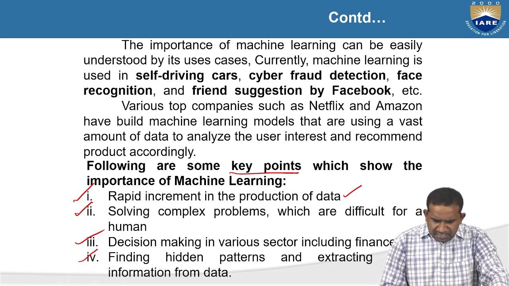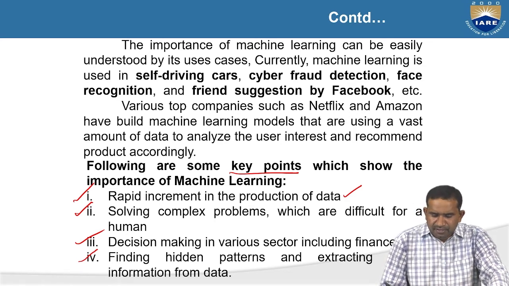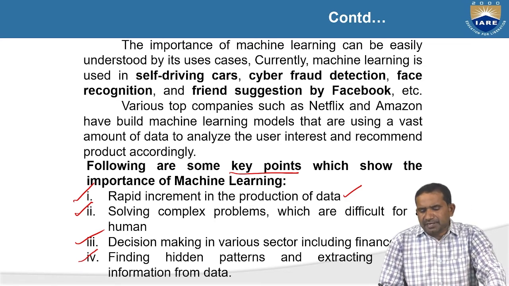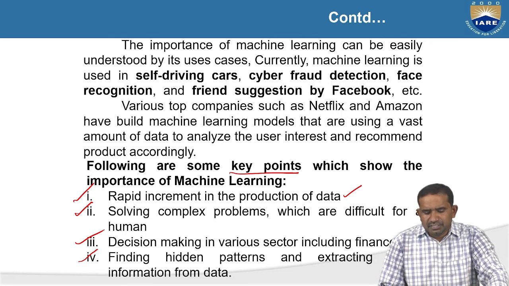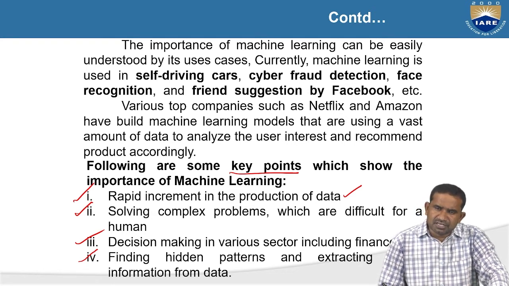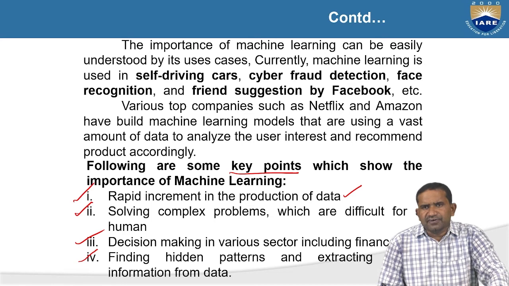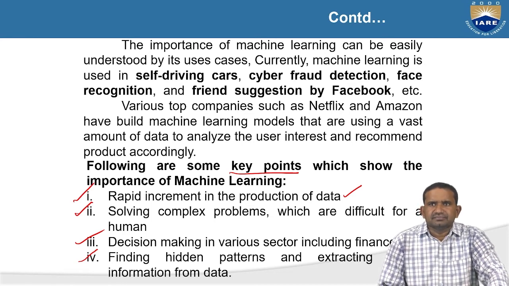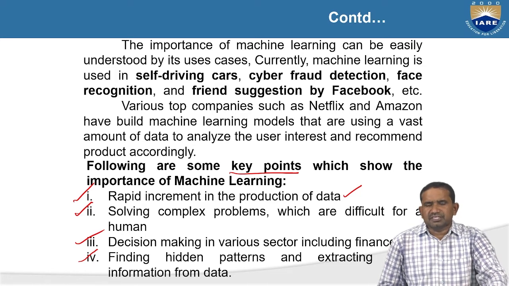Finally, there are four key points about the need for machine learning. First, rapid increment in the production of data. Second, solving complex problems which are difficult for human beings. Third, making decisions in complex financial issues. And fourth, finding patterns and extracting useful information from the data. I can conclude my presentation here.